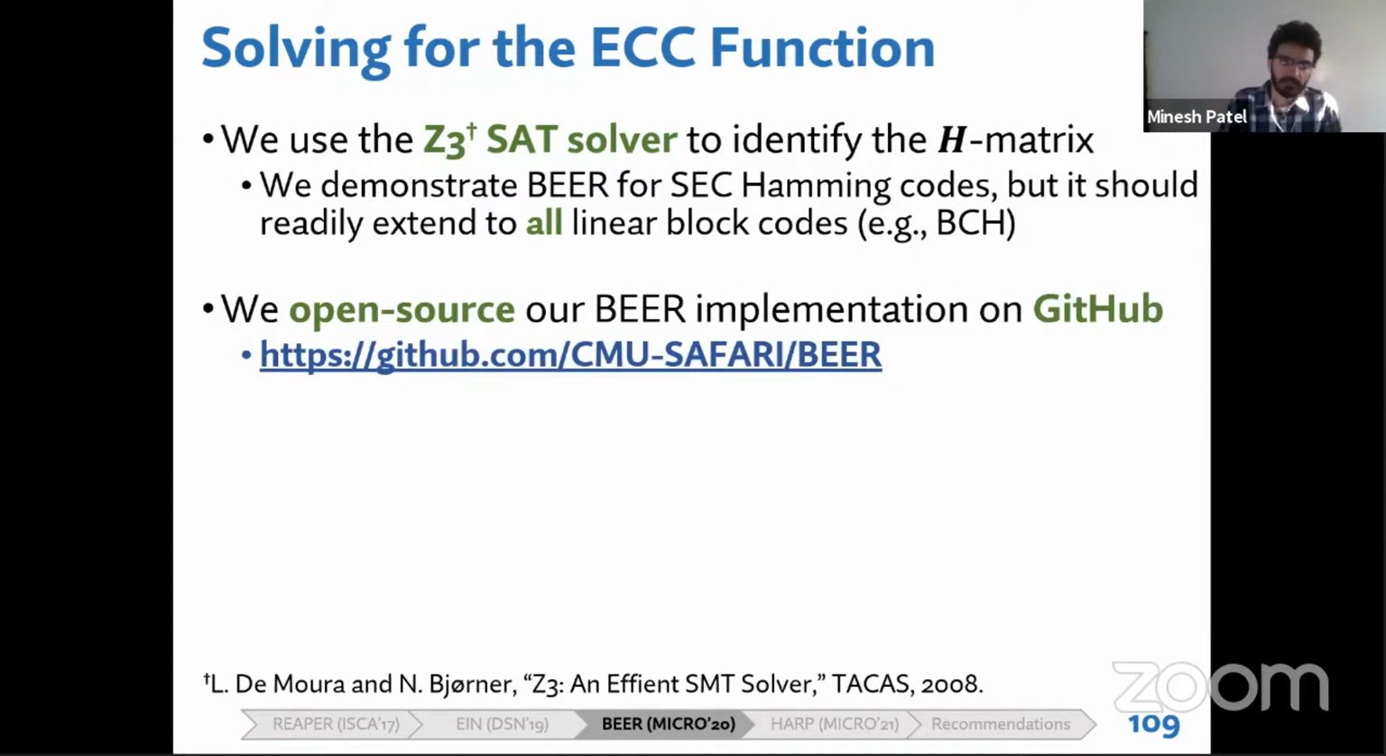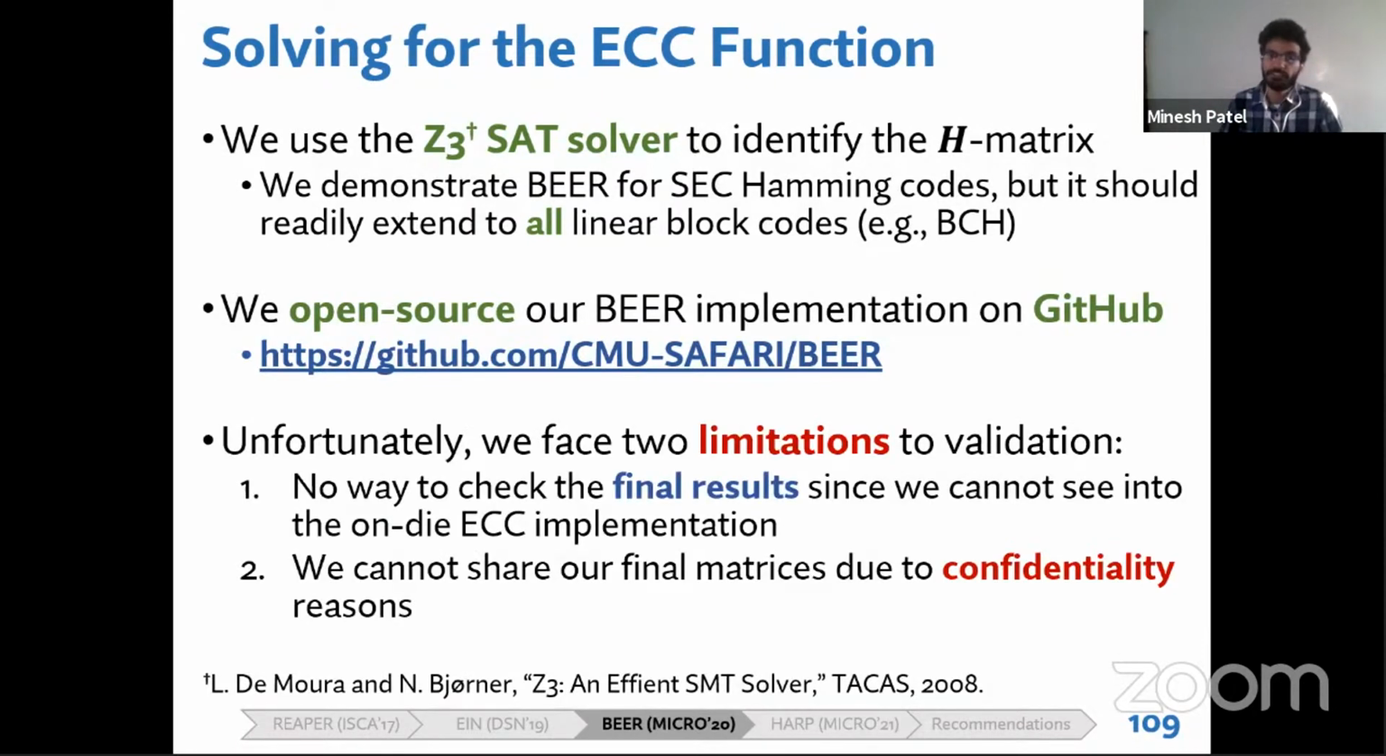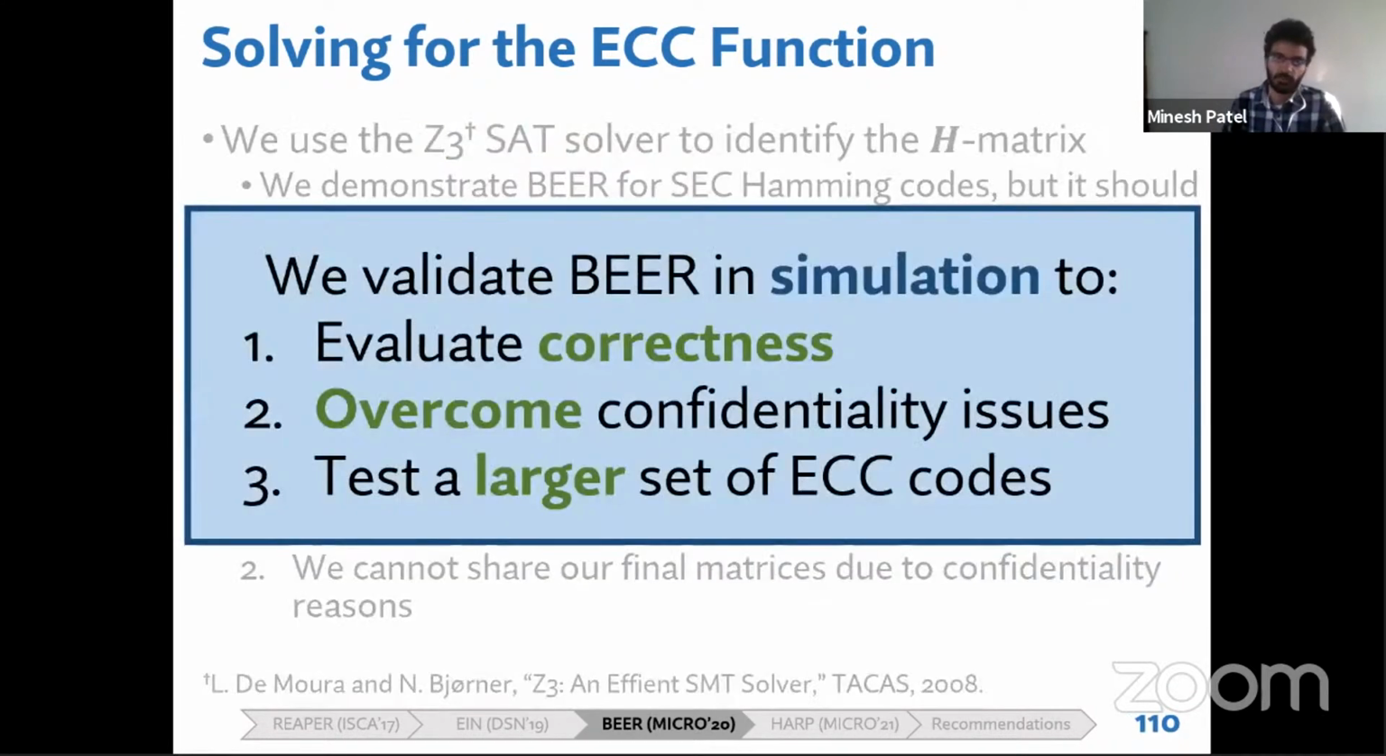Now, one thing that I would like to mention is that we face two limitations to validation of our results in the experimental studies. First, we have no way to check the final results since we cannot see into the on-die ECC implementation. And therefore, even though we obtain a result, we have no way to check whether that result is truly correct. And second, we're actually not allowed to share our final matrices with the manufacturers due to confidentiality reasons. To overcome these limitations, we validate BEER in simulation, where we can evaluate BEER's correctness, overcome the confidentiality issues, and test a much larger set of ECC codes than possible with the limited set of devices that we test.